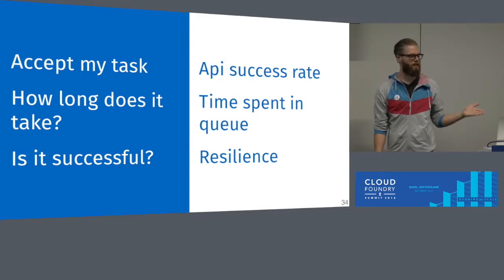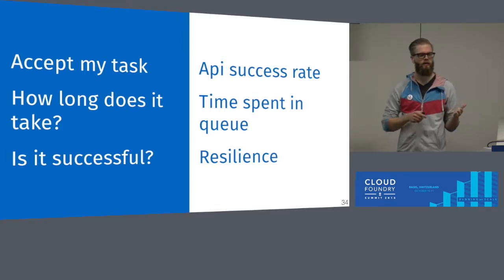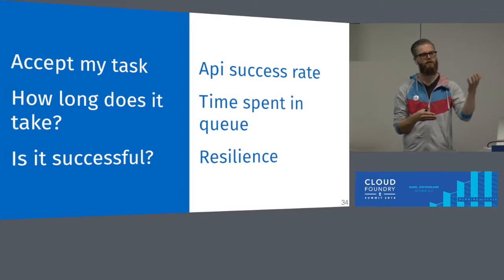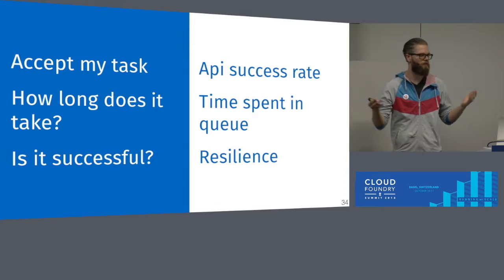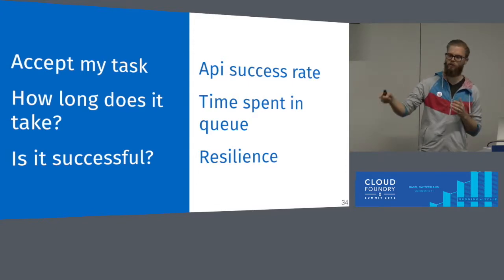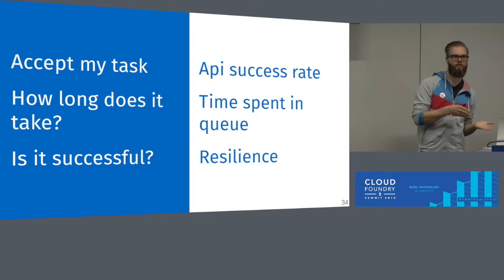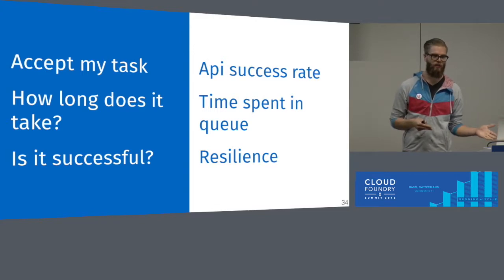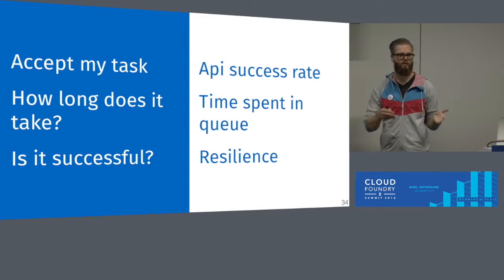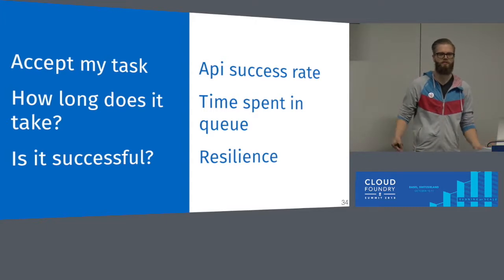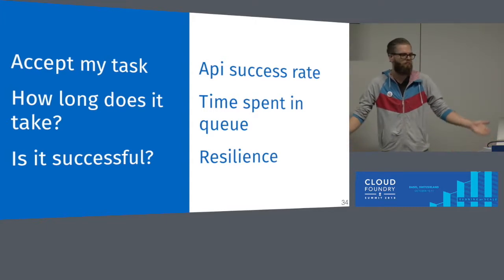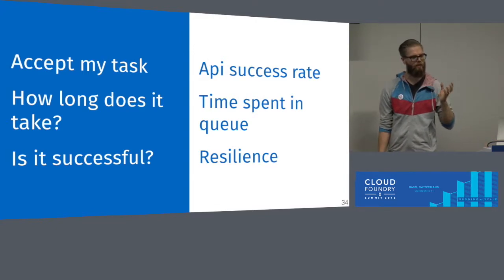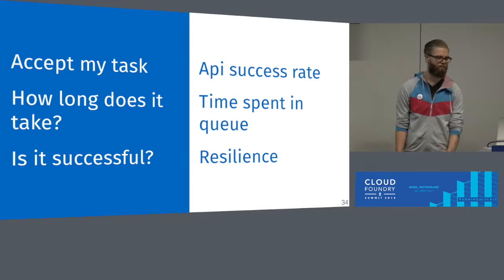So obviously, accepting the task is highly dependent on the API success rate. I'm submitting a new task. If BOSH is able to store it in the database and at some point in time pick it up from the queue, that's good. That's what I care about. For that queue, what BOSH can influence is the time that the task spends in that queue waiting. We can't influence so much how fast infrastructures actually provision things, right? If provisioning a VM takes 5 minutes, then it takes 5 minutes. And in terms of being successful, we can try to include mechanisms to be more resilient about certain scenarios.